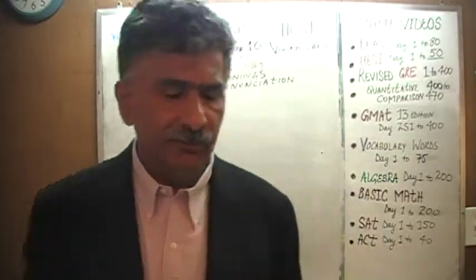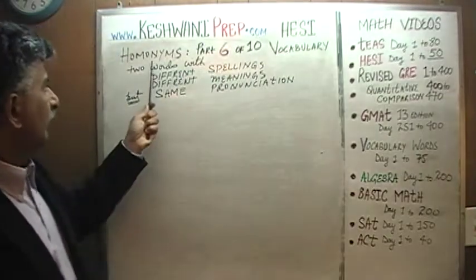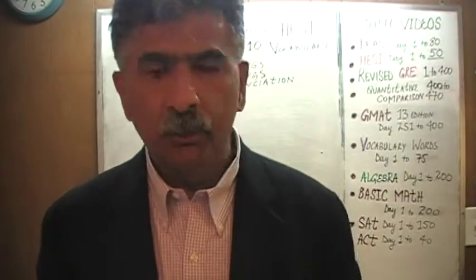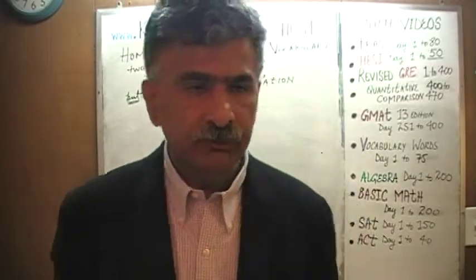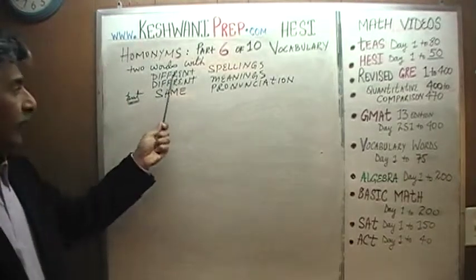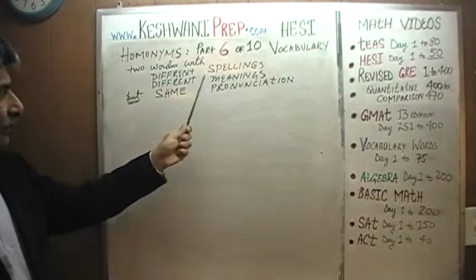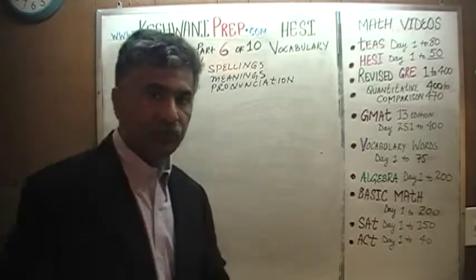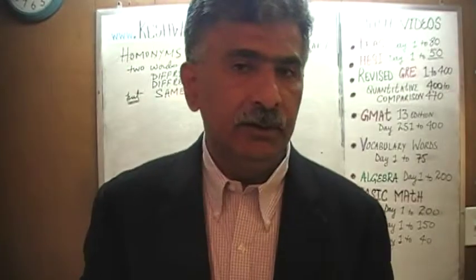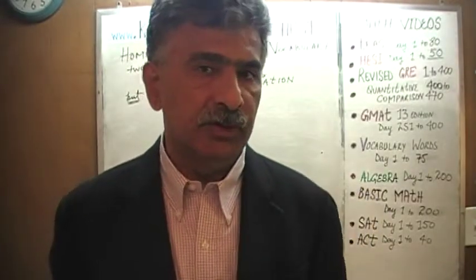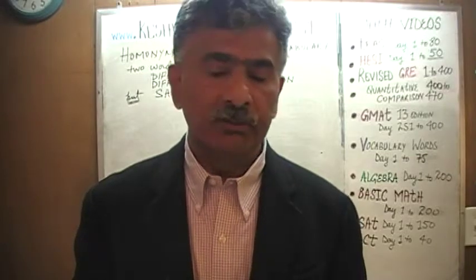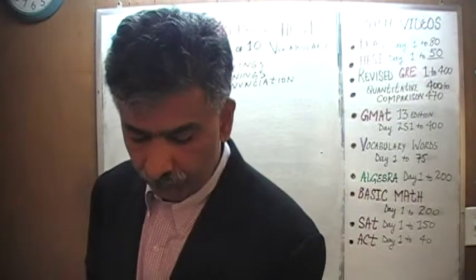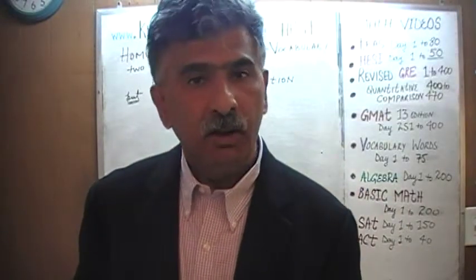Today, we'll have our sixth lesson in the series of 10 on the topic of homonyms. What are homonyms? We have talked about it before many times. Homonyms are two words that, even though they have different spellings and different meanings, happen to have the same pronunciation. Two words, spelled differently, with different meanings, but for some strange and inexplicable reason, are pronounced in the same way. And such a pair is said to be a pair of homonyms.